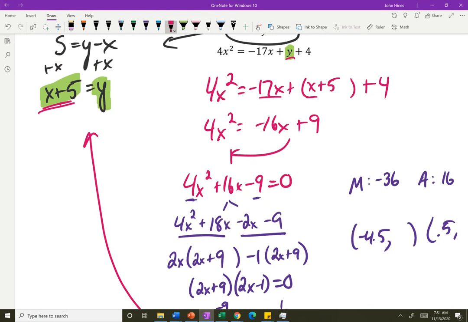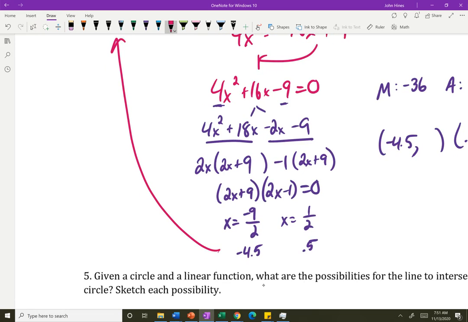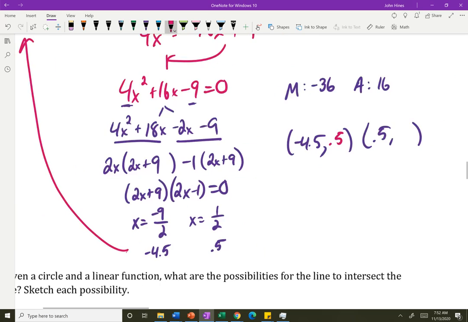y equals x plus 5. y equals x plus 5. So that gives me 1/2 for that y value. y equals x plus 5. So the other y value is 5.5.